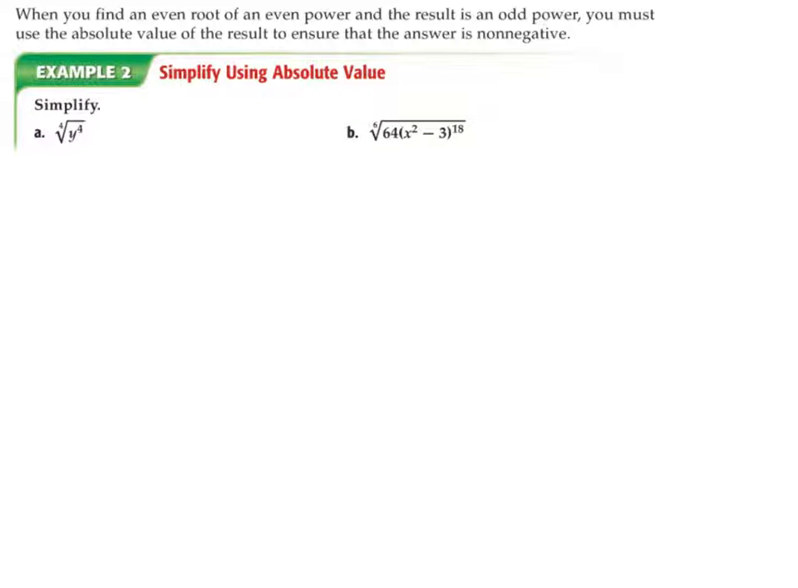In example 2, we're going to simplify using absolute value. Now in this case, if we have the 4th root of y to the 4th, we're going to have to write this as the absolute value of y. The reason we have to do that is because these two were even, so we had a 4th root of y to the 4th. But here, our answer would have resulted in just y, which would be to the power of 1. So since that would be to an odd power, we have to take the absolute value of y to identify the principal root.